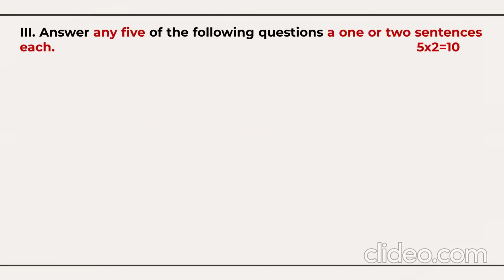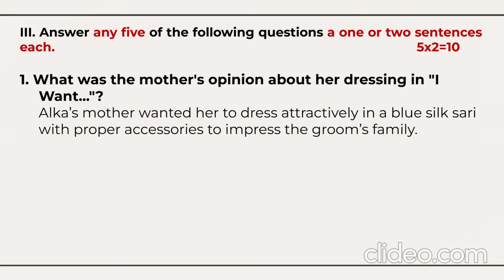Now we are dealing with Section B, poems and stories. You have two poems and two stories. Here you will have 2 marks questions and 5 marks questions, totally 20 marks. For the 2 marks questions, out of 6 or 7 questions, you need to opt for only 5. Question number 1, what is the mother's opinion about dressing in the poem I Want?